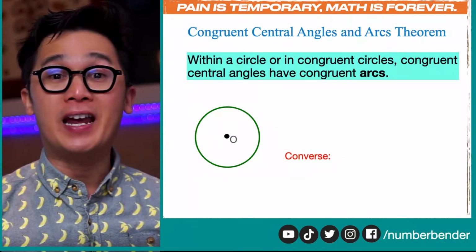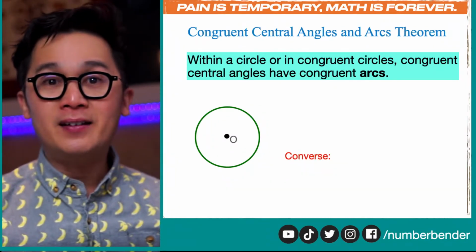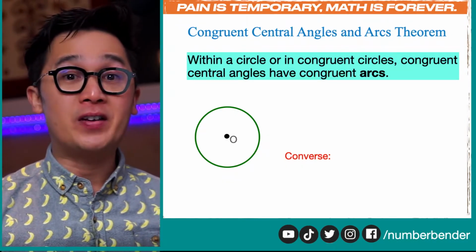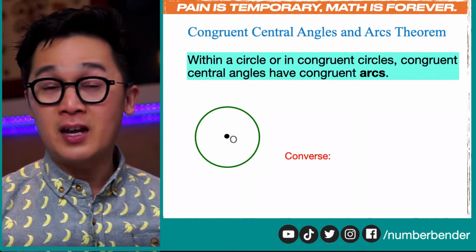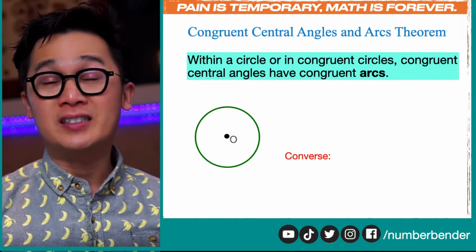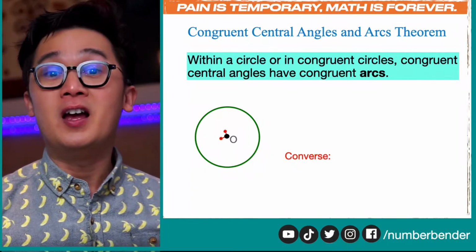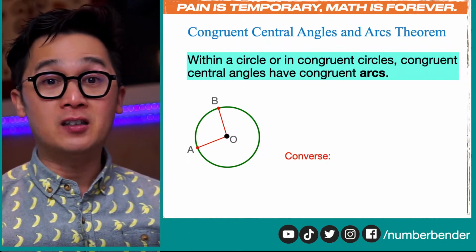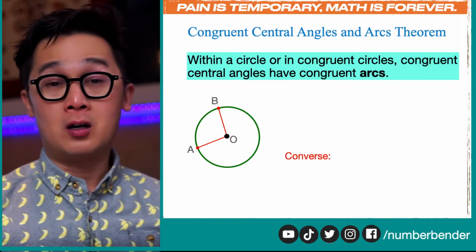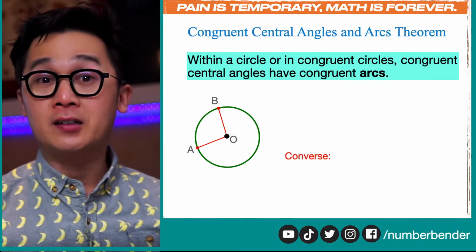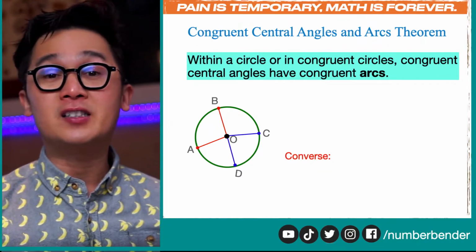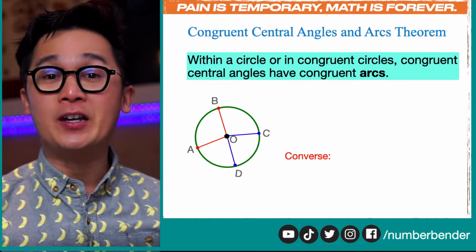So let's produce a circle O and central angles in this circle. So we know that the definition of a central angle is an angle that has a vertex in the center of our circle. So this is an example of a central angle because its vertex O is our center. So this is our angle AOB or angle BOA, which is a central angle. And let's have another central angle that is congruent to AOB, which is COD.